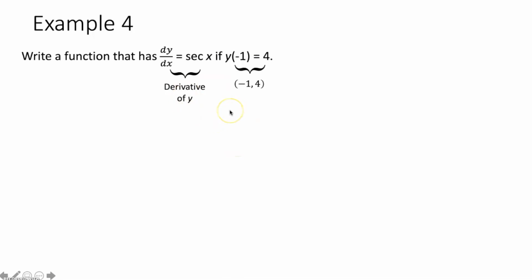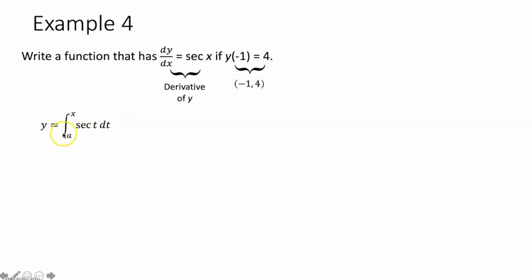Now, this is more or less a trick question because it wants you to overthink it. It wants you to think about a trig function that if you took the derivative of it, you would get secant x. And there isn't one off the top of your head. So what you're going to do is outsmart them and say, okay, if the derivative of my function has to equal secant x, then I'm just going to make my function y equal to the integral from some number to x of secant t dt.